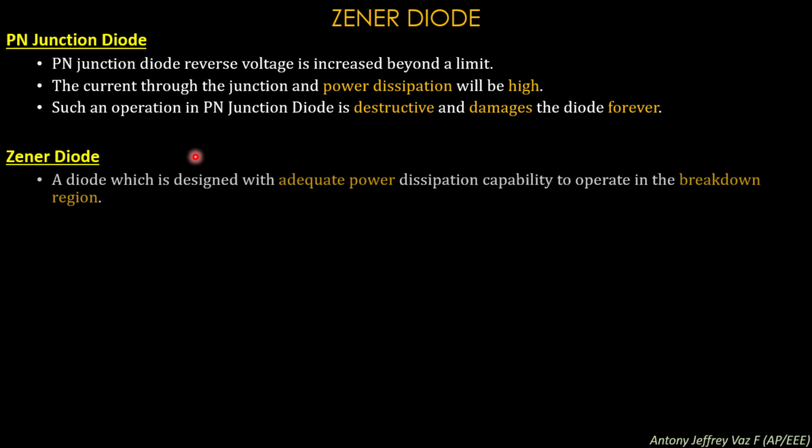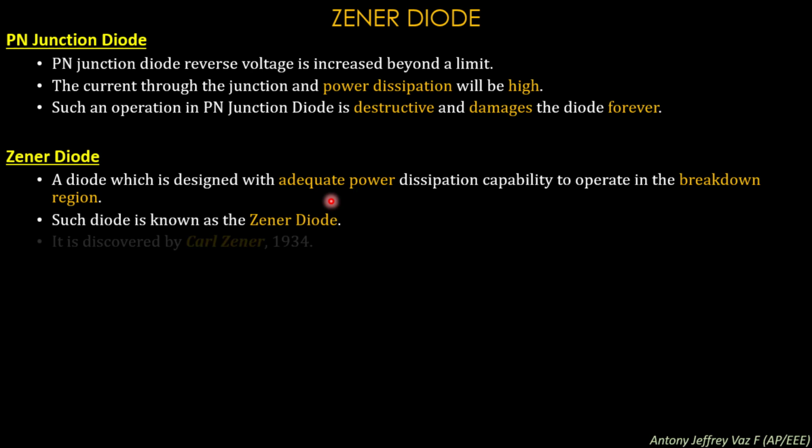Zener diode: a diode which is designed with adequate power dissipation capability to operate in the breakdown region. So, a Zener diode is used to operate in the breakdown region, which represents the Zener diode characteristics, and it operates in the reverse biased condition. So, we should use a Zener diode in the reverse biased condition. Such a diode is known as a Zener diode.